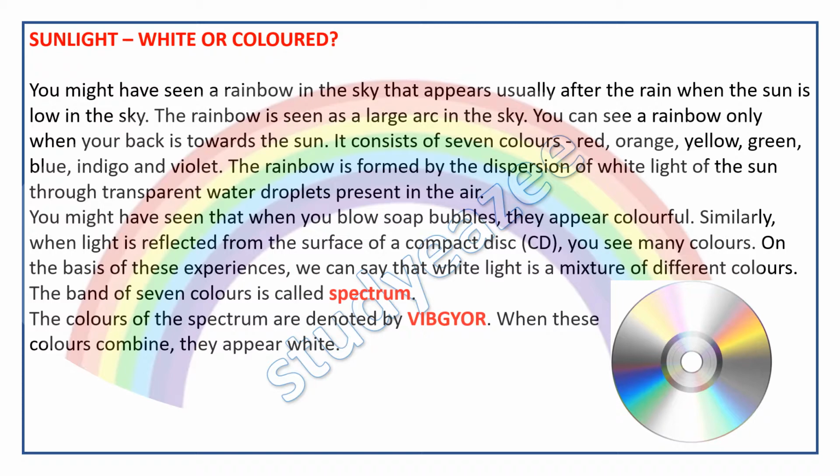The band of 7 colors is called spectrum. The colors of the spectrum are denoted by VIBGYOR. When these colors combine, they appear white.